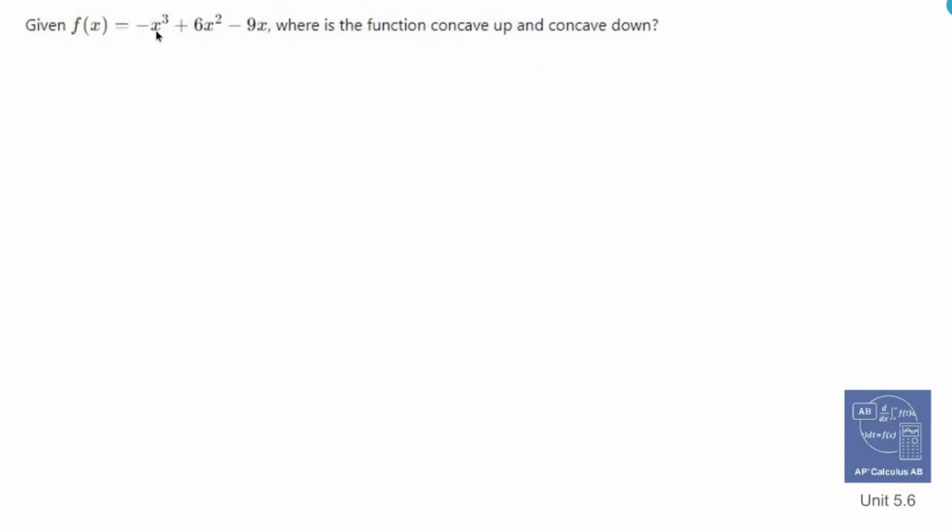Given f of x equals negative x to the third plus 6x squared minus 9x, where is the function concave up and concave down? Well, my function is going to be concave up when the second derivative is greater than 0. It's going to be concave down when the second derivative is less than 0.